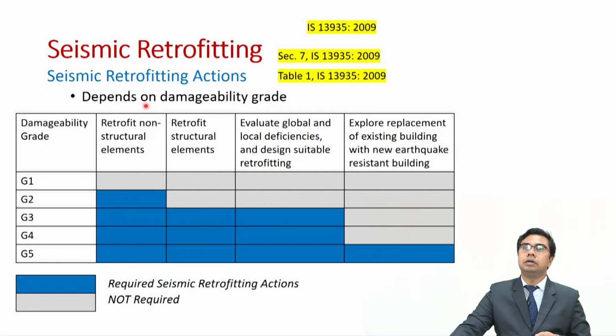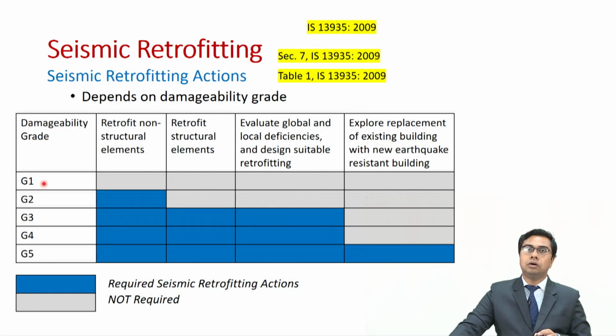Okay. Apart from these seismic retrofitting techniques, let us summarize how we decide what kind of retrofitting actions we need to take for a given building. It depends on the damageability grade. We have discussed damageability grade in the last class, where we discussed that there are 5 different grades available in IS 13935, G1, G2, G3, G4 and G5, where G1 implies the least amount of damage and G5 represents the highest form of damage.